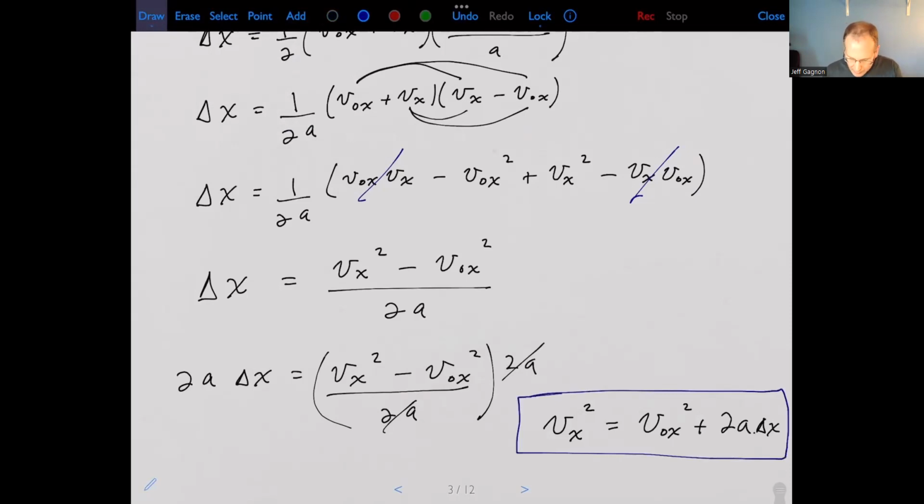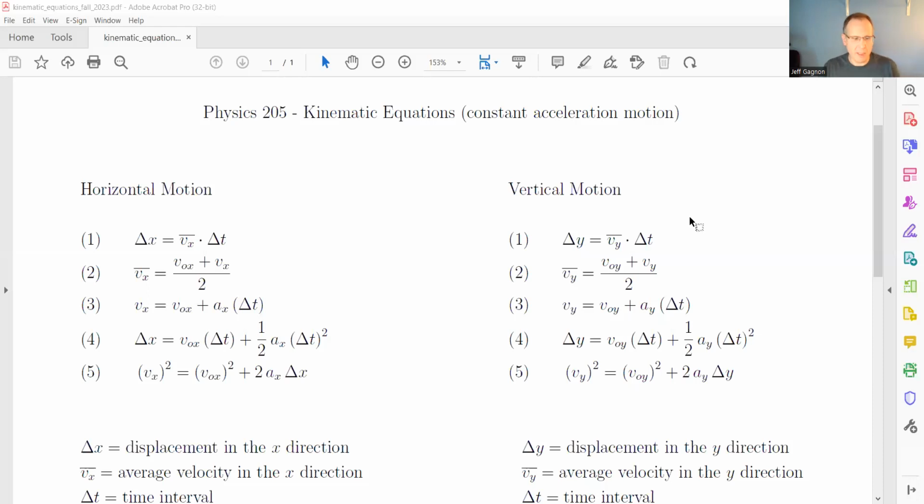Now I have all of these summarized. So this is on Brightspace. You can download this if I haven't already handed it out in class. Let me just show you this. Okay, so here's a sheet where I basically summarize all those equations.